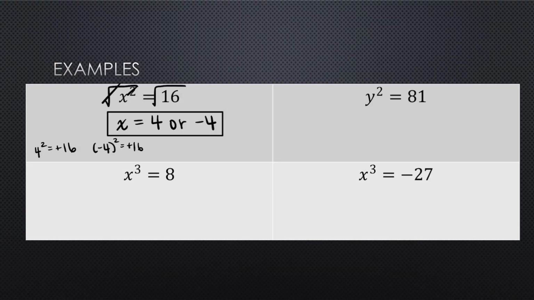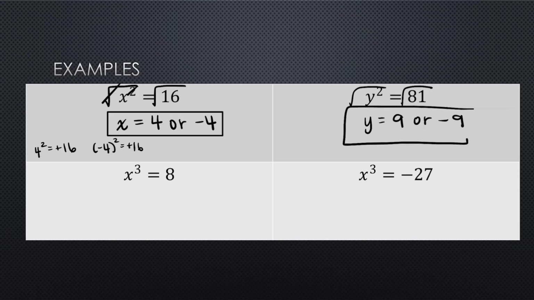So in this case, it would be 4 and negative 4 because both of them squared, both of them multiplied by itself, would give us positive 16. Same idea applies to the next one. So if we square root both sides, you get y equals 9 or negative 9. If you're super good at knowing your squares, you could probably be like, oh yeah, I just know that 9 squared is 81, so the answer is 9. You wouldn't even have to square root both sides.